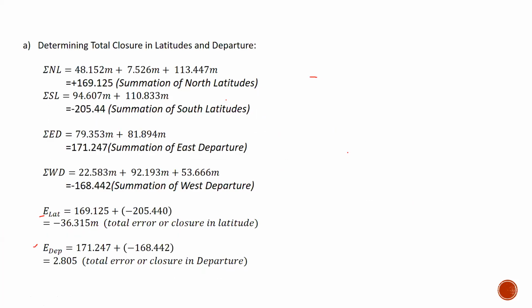That is equal to 555.820 meter, or it is our perimeter of our traverse. So, yung D1 plus D2 plus D3 plus D4 plus D5, that is 555.820 meter.